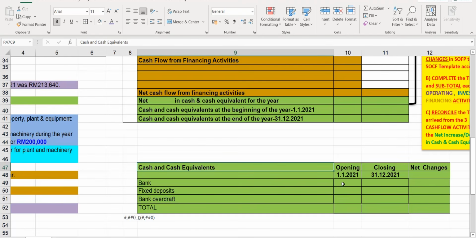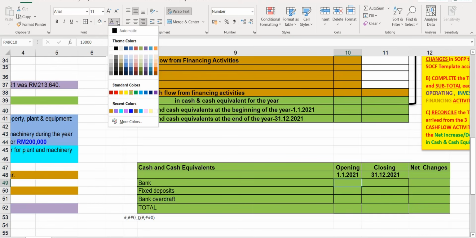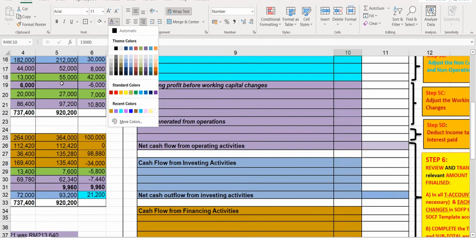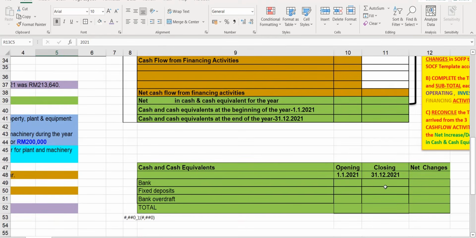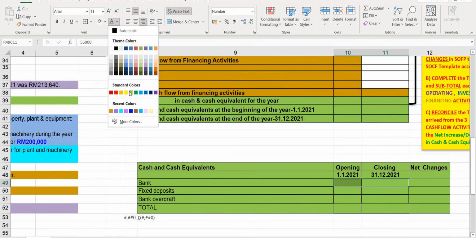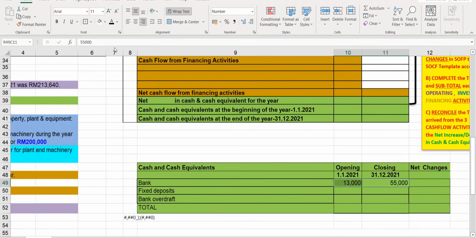So the bank balance, remember we have already labeled the balance correctly, that the column which is 2020 means that is beginning of 2021 if it's 31st of December 2020. The column that you have 2021 just now, remember this column here, that is actually showing the end of the year. So let's do that. I'm just showing you the balances given in that statement of financial position. So the first one is 13,000 and 55,000. In terms of the changes, there is a net increase of 42,000.